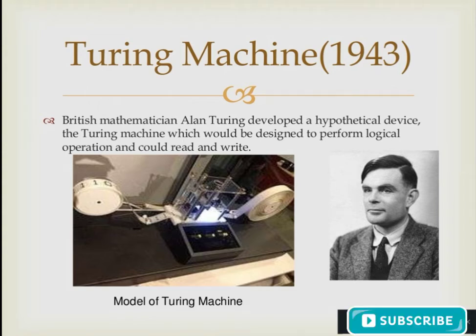Next is the Turing machine. It was introduced in 1943. British mathematician Alan Turing developed a hypothetical device, the Turing machine, which would be designed to perform logical operations and could read and write. The first picture you can see here is the model of the Turing machine.